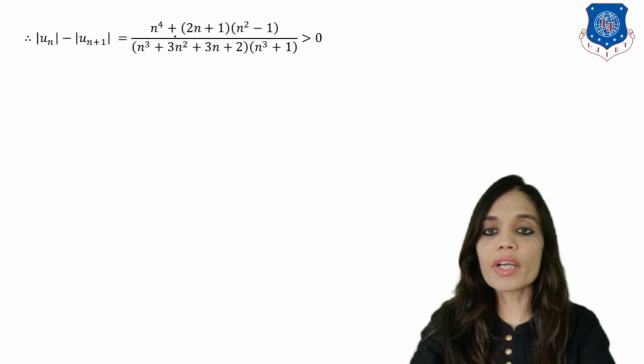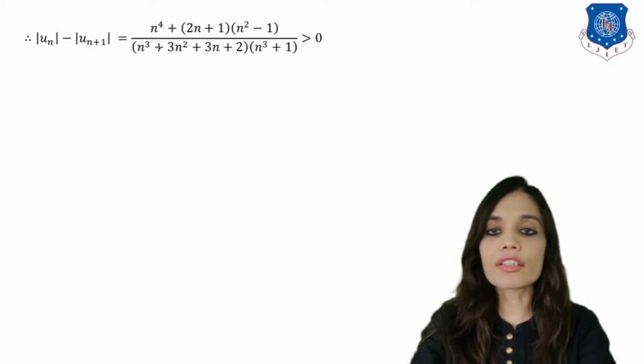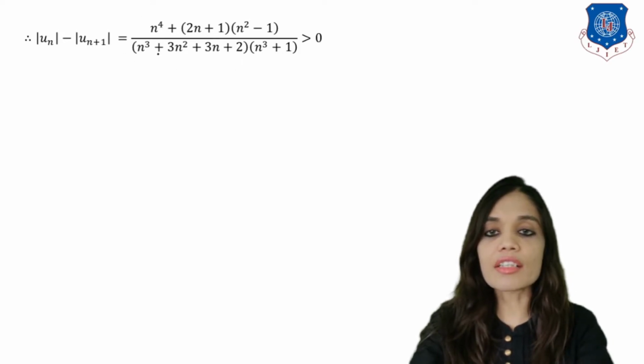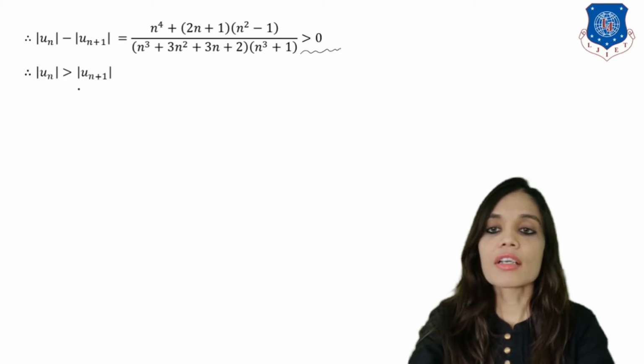n⁴ + 2n + 1 into n² − 1 upon (n³ + 3n² + 3n + 2) into (n³ + 1). Now looking at this expression, you can say that this is greater than 0. That is, |un| is greater than |un+1|. So the first condition of the Leibniz test is satisfied.